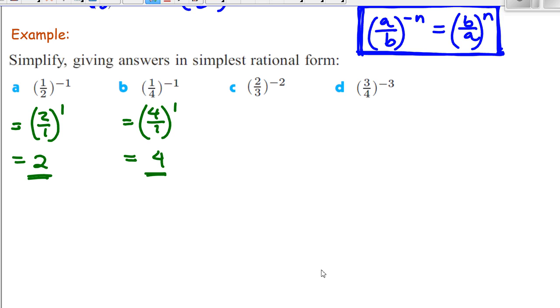Here we're going to do the same thing. Interchange the top and the bottom, so 3 over 2, and then ignore the negative and just write the power. Now this is equal to 3 to the power 2 over 2 to the power 2, which will be equal to 9 over 4.